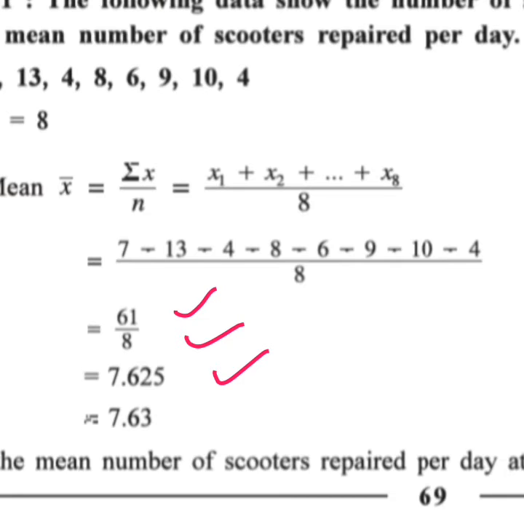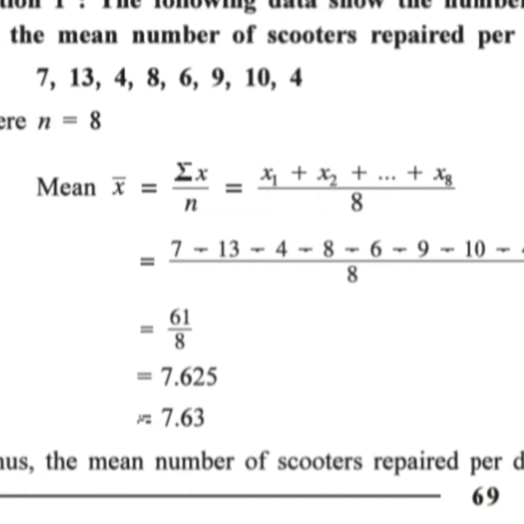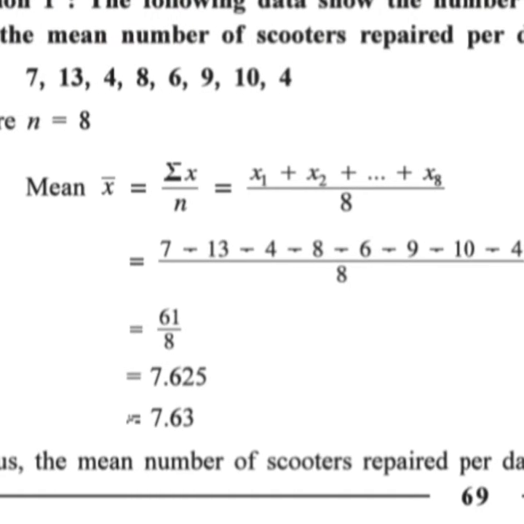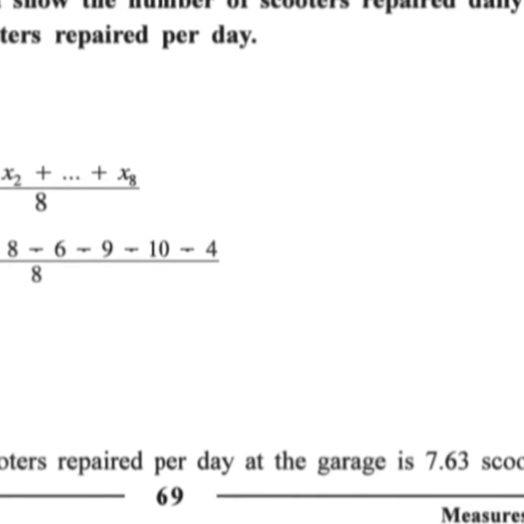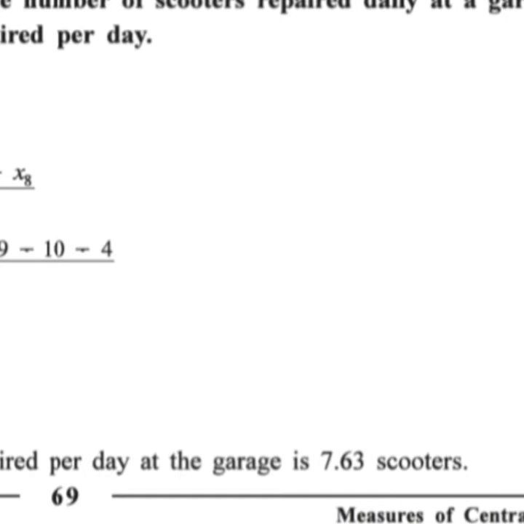Why 3? Because the third decimal is 5, and if it is 5 or more than 5, you just add 1 to the previous number. So to this number 7.62562, you have added 1, so it became 7.63. So you wrote the answer up to 2 decimal places, that is 7.63. So what is the answer they have given? The mean number of scooters repaired per day at the garage is 7.63 scooters.